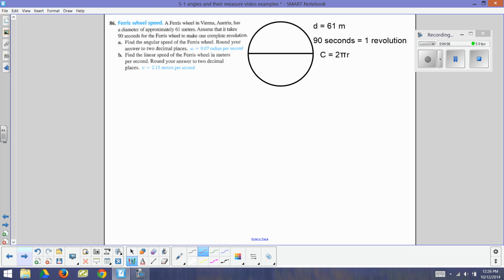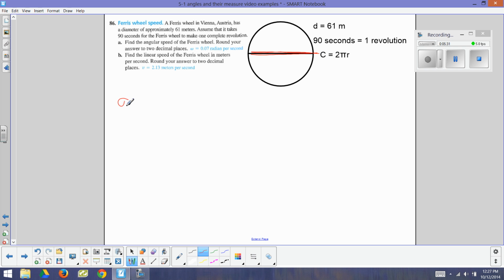The next one, a Ferris wheel. A Ferris wheel in Vienna, Austria, has a diameter of approximately 61 meters, all the way across. Assume that it takes 90 seconds for the Ferris wheel to make one complete revolution. Find the angular speed of the Ferris wheel. Round your answer to 2 decimal places. And then find the linear speed and do the same thing.